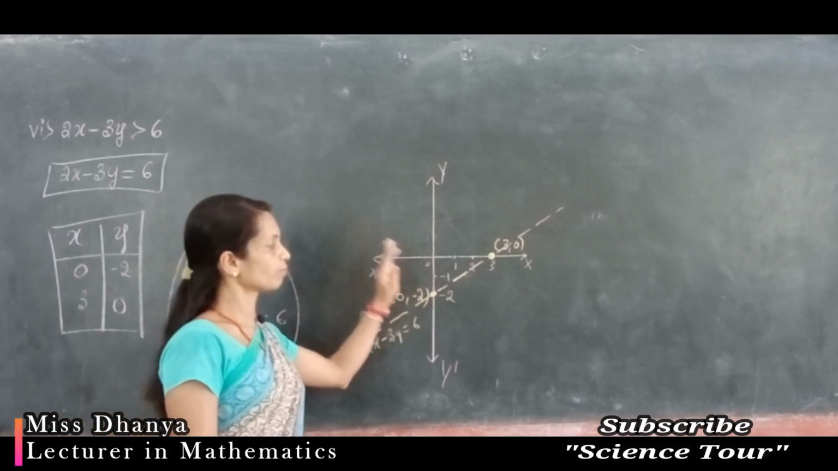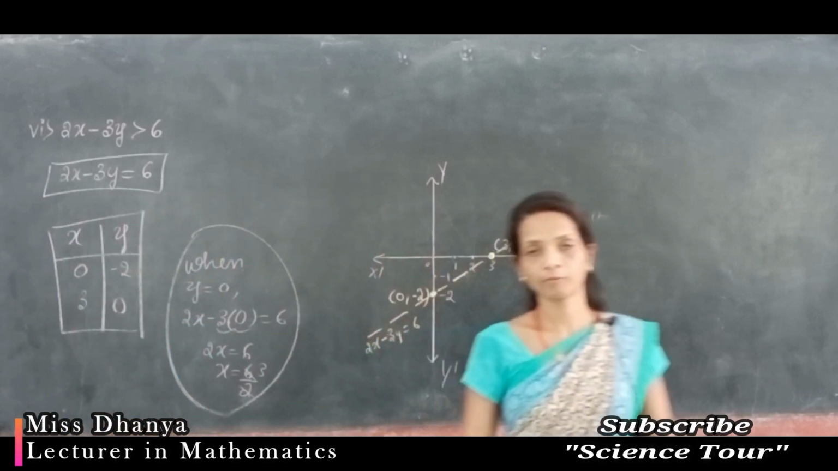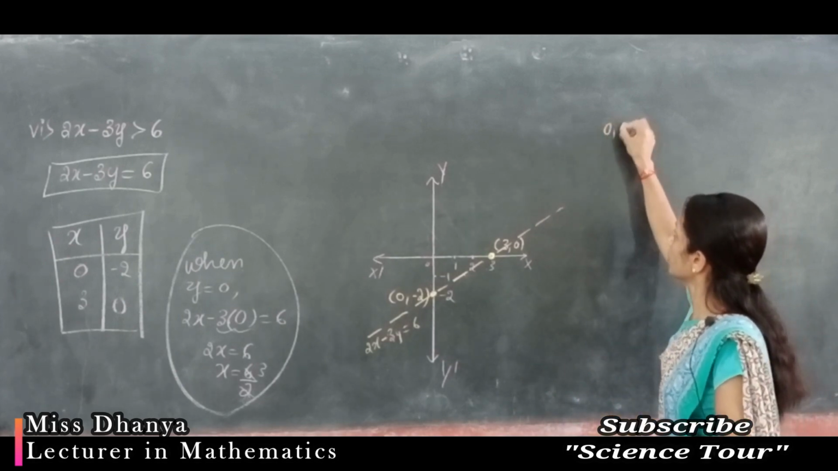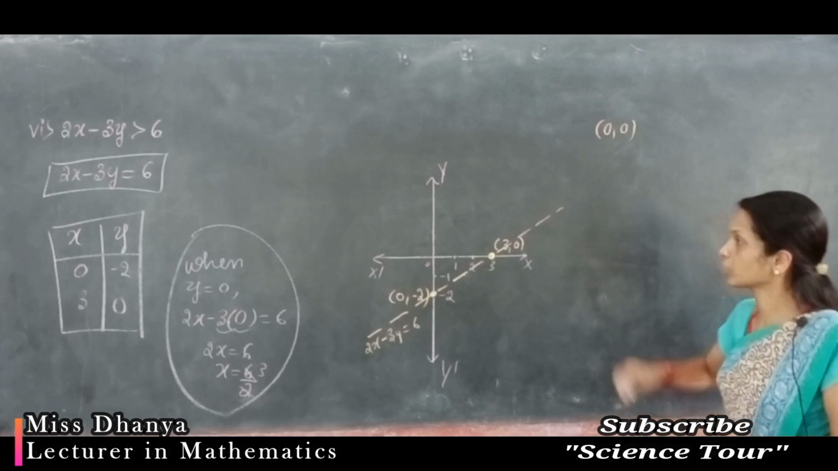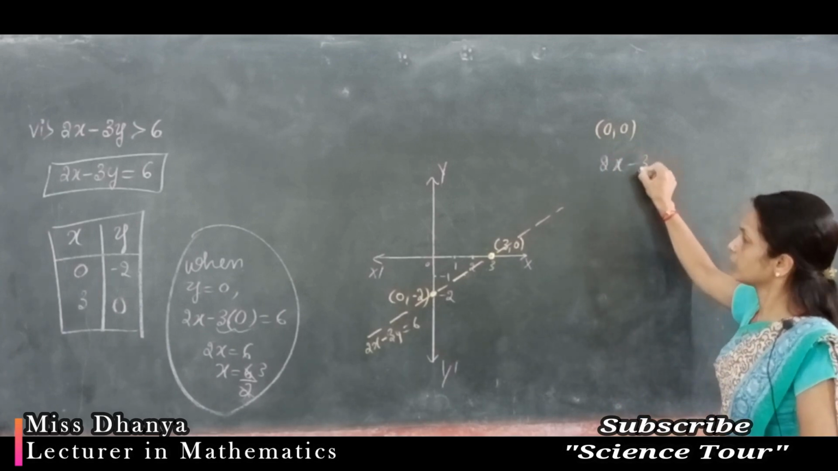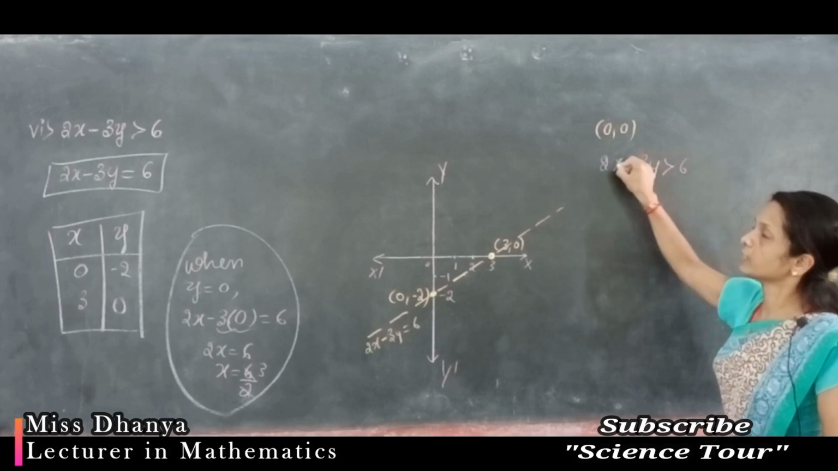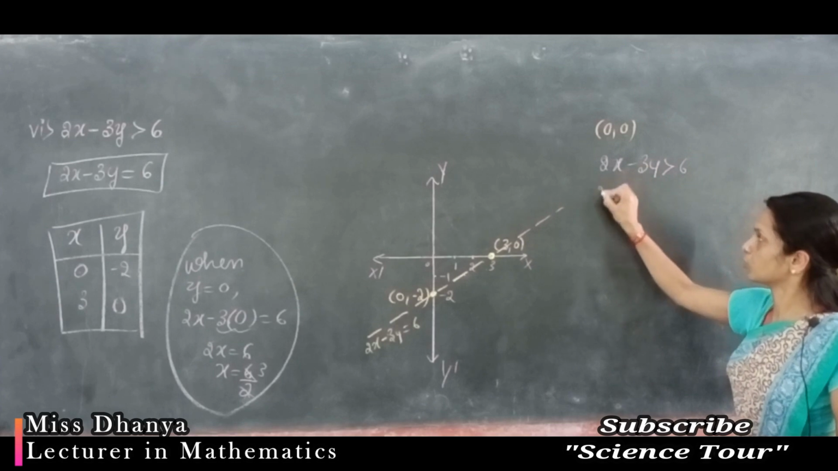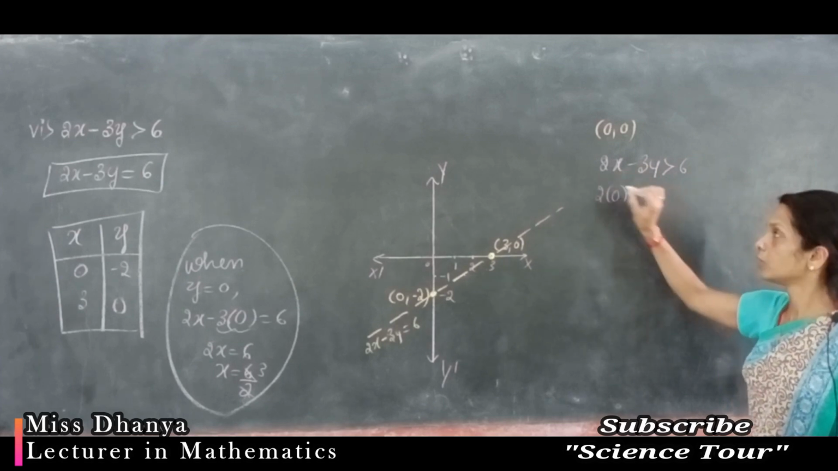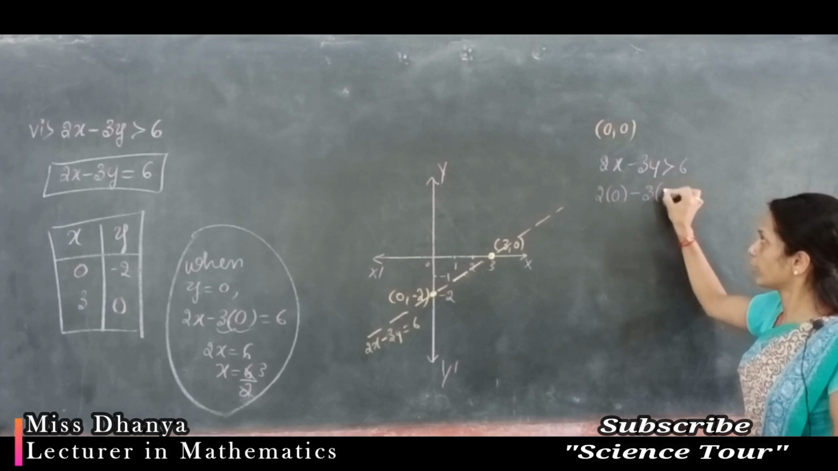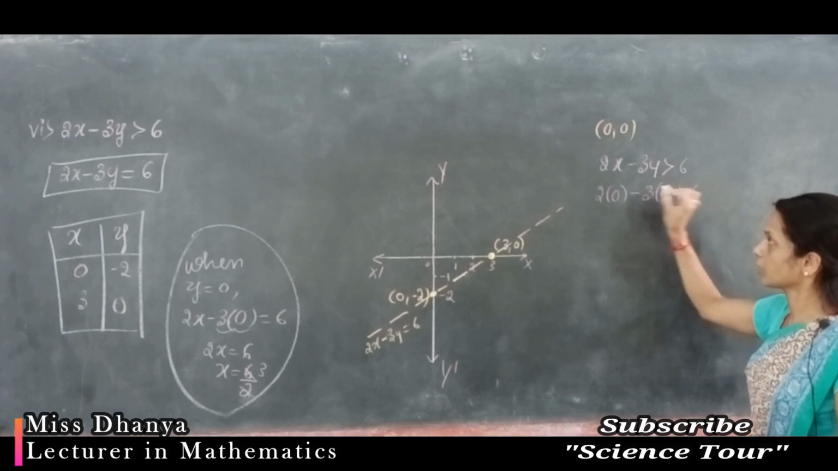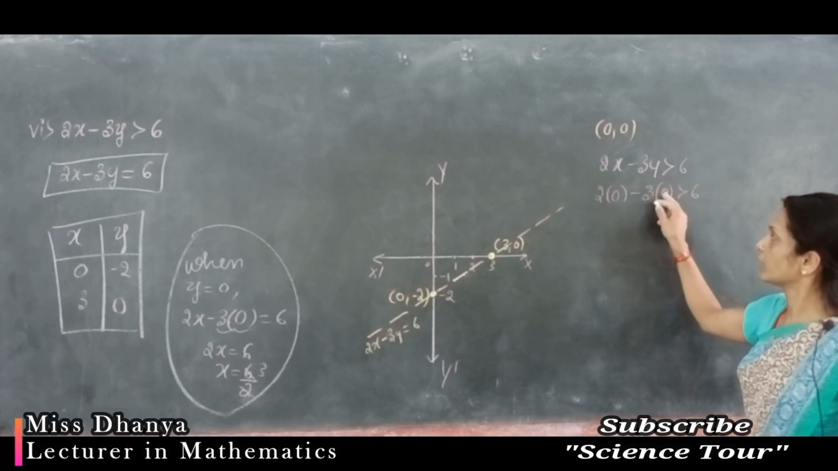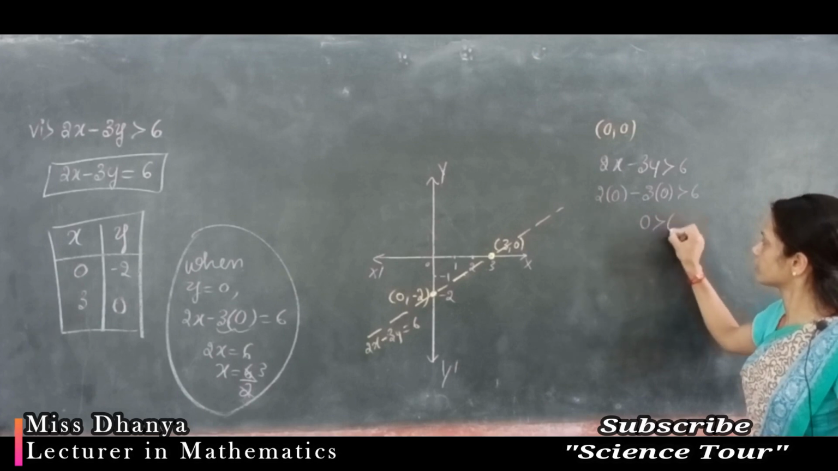Now you have the upper half plane and the lower half plane. In that, which half plane will be the solution region? To check that, take a checking point 0, 0 for the inequality. For which inequality? 2x minus 3y greater than 6. In place of x you have to substitute 0, and in place of y also you have to substitute 0 in the inequality. So then you will get 2 into 0 minus 3 into 0 greater than 6. Okay, 0 into anything is 0, here also 0 into anything is 0. So 0 minus 0, that gives you 0 greater than 6.